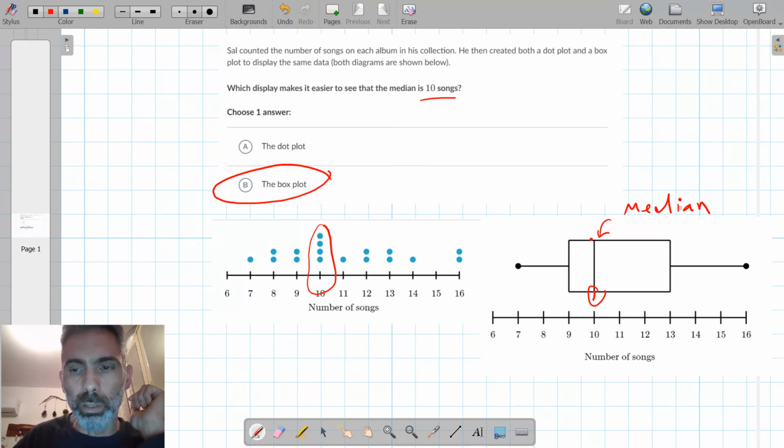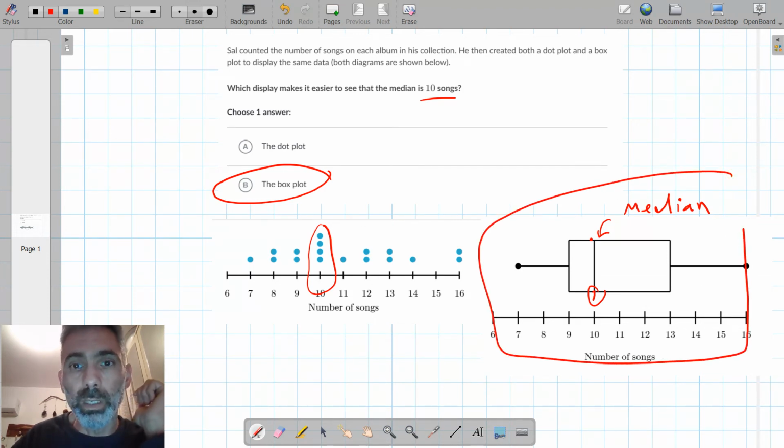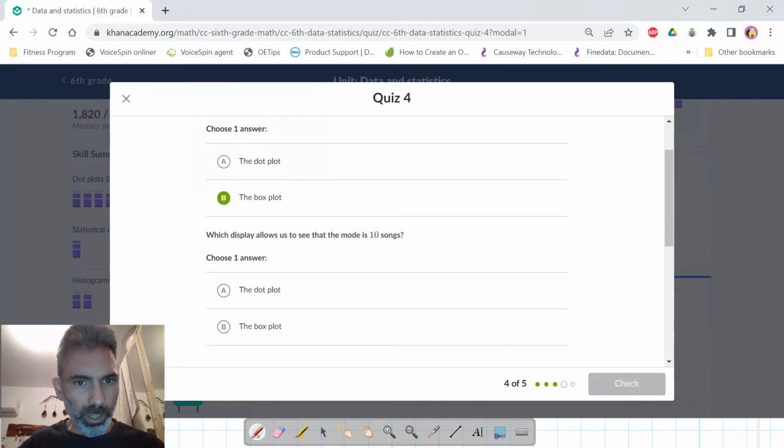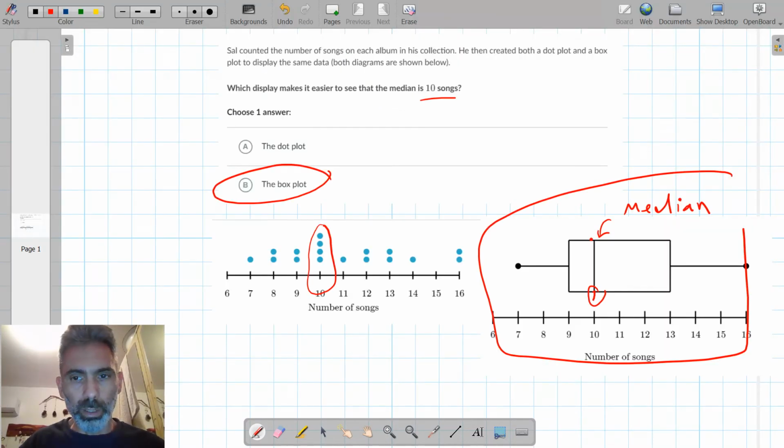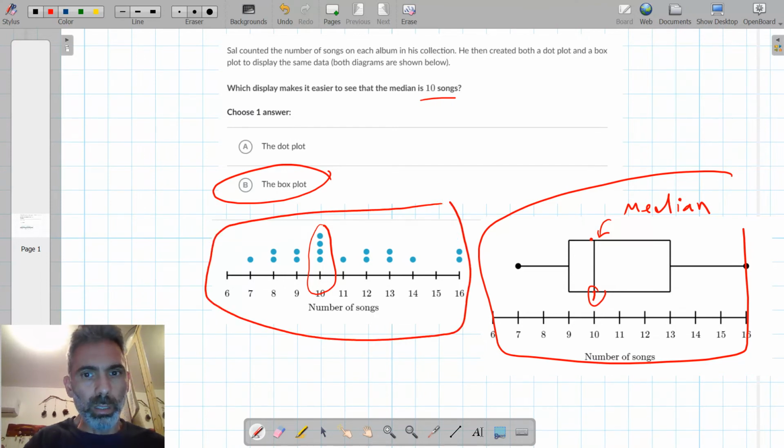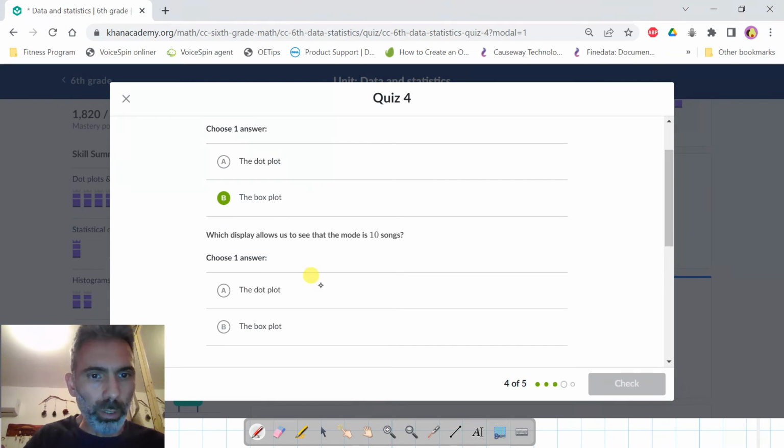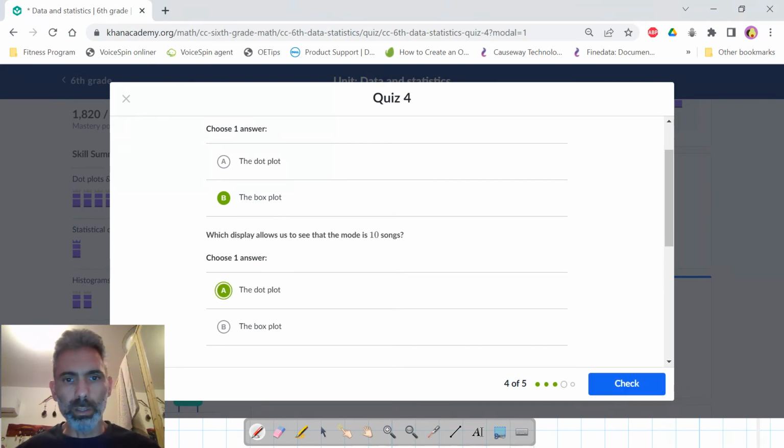So here in the box plot we cannot even say how many data points there are with a value of 10. So we don't know if 10 is the most frequent value, but here in the dot plot we see exactly that we have 4 data points, which is the greatest number of data points compared to the other values. So here the dot plot is the correct answer.